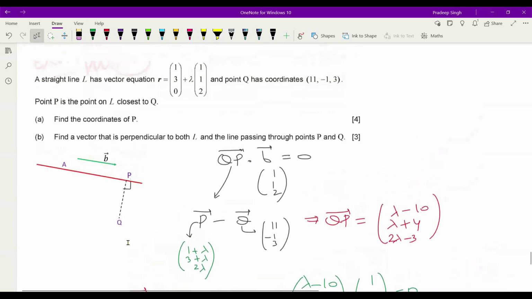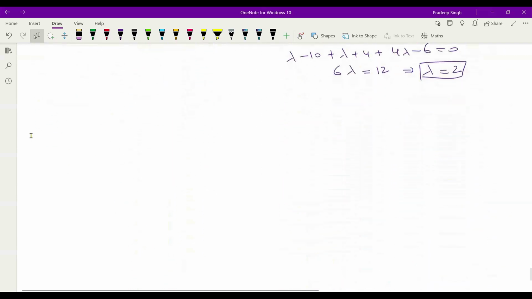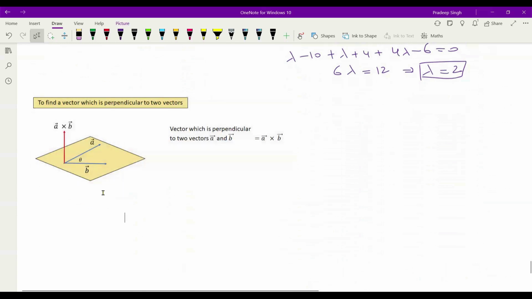Now going to part B of the question, we need to find a vector that is perpendicular to both L and the line passing through points P and Q. Now take this as a concept. Whenever in this chapter you see the words perpendicular to both, that's a hint we have to use the cross product. So let me explain. Let's revise the concept. To find a vector which is perpendicular to two vectors, we just take the cross product. So a vector which is perpendicular to both vectors A and B is given by A cross B.